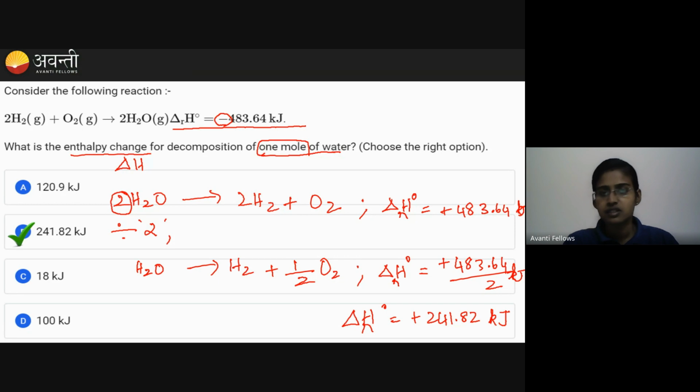Clear for all? Any doubt from this? If you are reversing a reaction, then change the sign of the enthalpy term. Then if you are dividing or multiplying, do accordingly. Since we are dividing here, I have divided the delta H value by 2. If you are multiplying, multiply by 2. Okay, so any doubt from this?